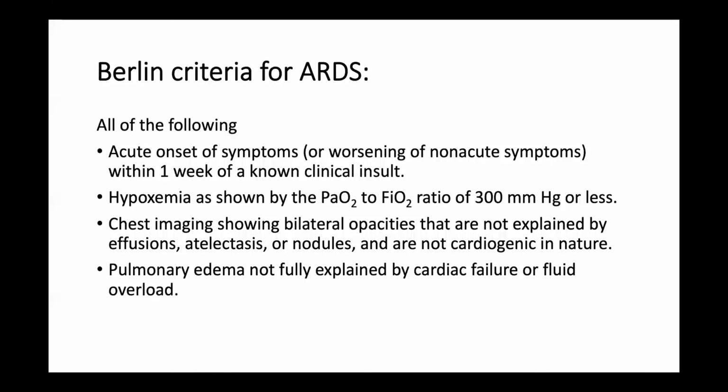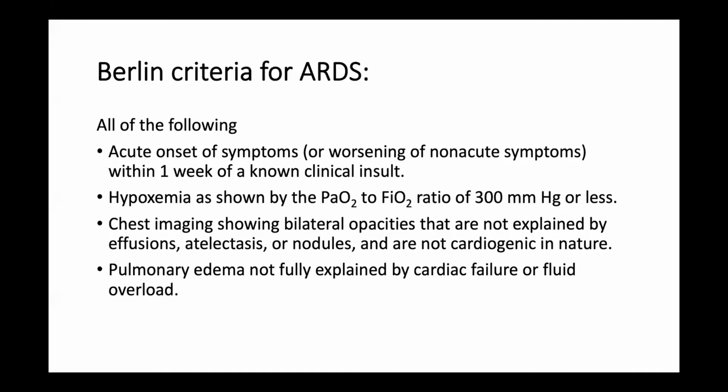350, 400, 450. But if it becomes 300, then you should consider it as one of the criteria of acute respiratory distress syndrome. All these points should be met. The third point is chest imaging, which will show bilateral opacities which are not explained by effusion, atelectasis, nodules, or by cardiogenic nature.